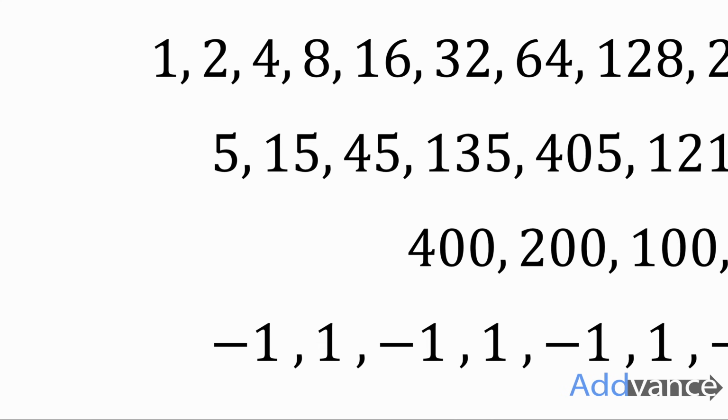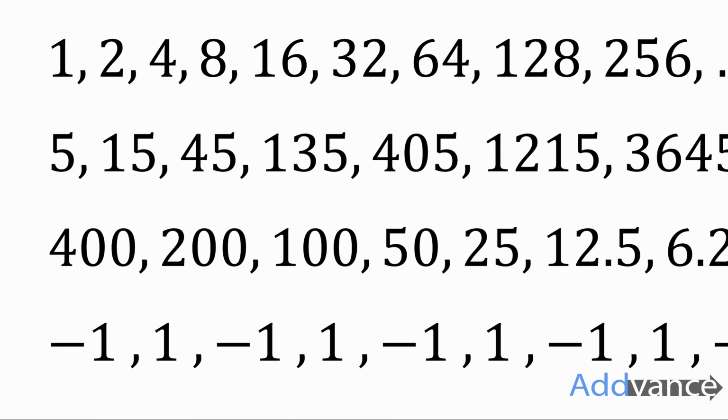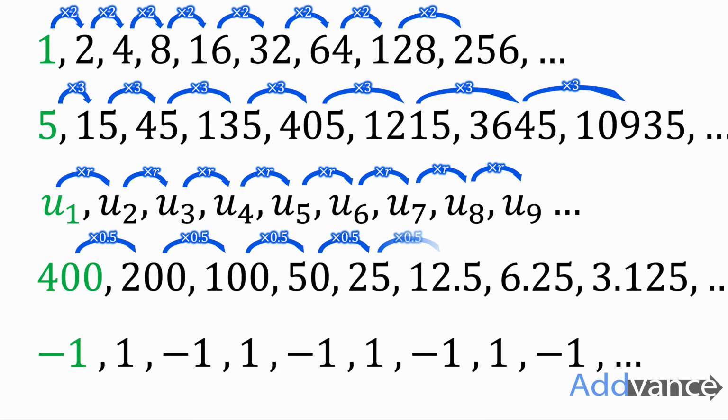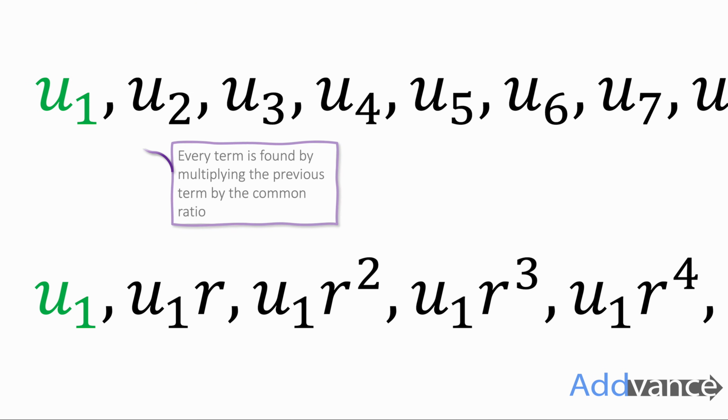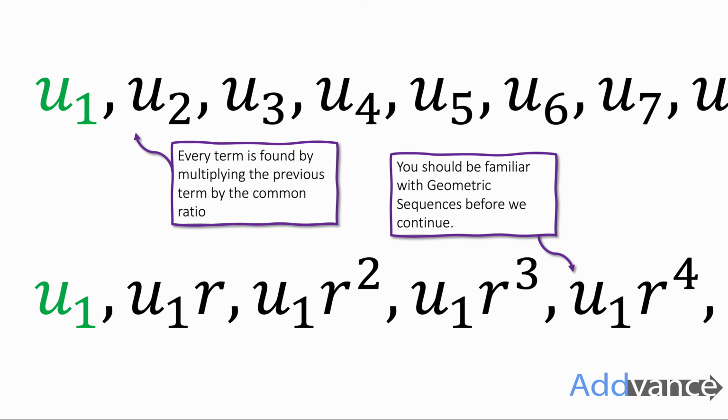Before we begin, you should be familiar with what a geometric series is. If you haven't watched my first video on geometric sequences, you should watch that before we continue. You should know that a geometric sequence starts with u1, and to get to the next term you multiply by r, the common ratio. I have some examples on the screen right now. Every term is found by multiplying the previous term by the common ratio. As I say, you should be familiar with geometric sequences before we continue with this video.